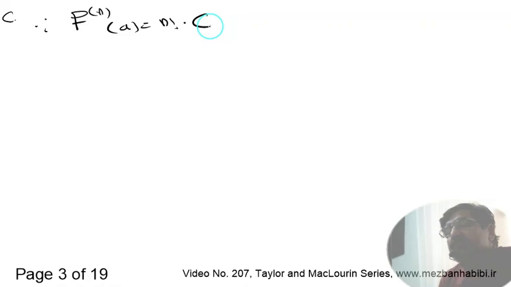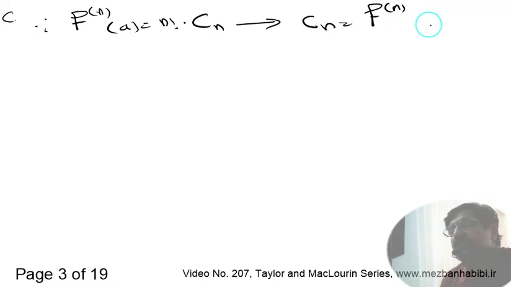So we can conclude that the nth derivative of f at a is n factorial times cn, that is, cn is the nth derivative of f at a over n factorial.